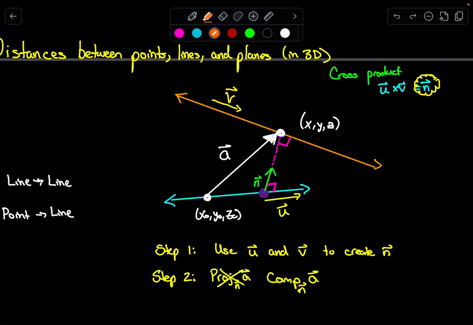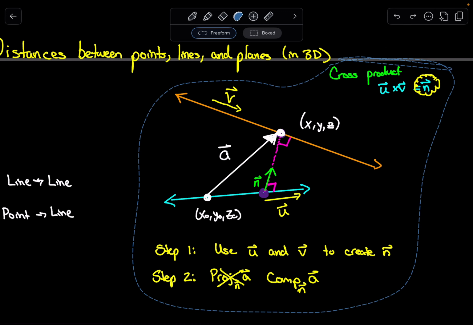Oh, we took the cross product of the direction vectors for both lines, created n, and then projected a random vector A onto that normal vector. I guess it's not really a random vector A. It's created from any point on either of the lines, and we just create A like so. So that's that one. So we're almost done.